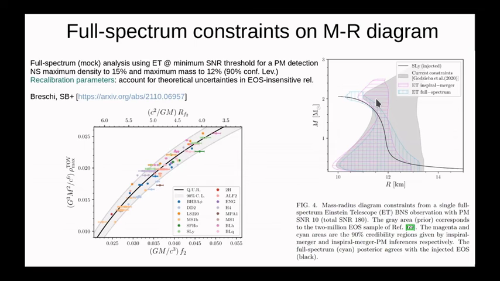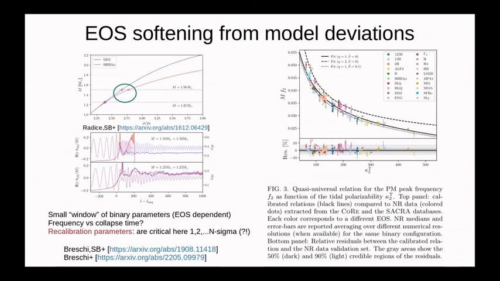And this shows that if you include also the post-merger, you can actually properly infer the maximum mass and the maximum density. So on this, if I still have half a minute, again on these lines, it is possible to probe equation of state softening. The post-merger model that we use actually builds on a tight relation between this peak frequency and the tidal parameter, which is shown here on the right.